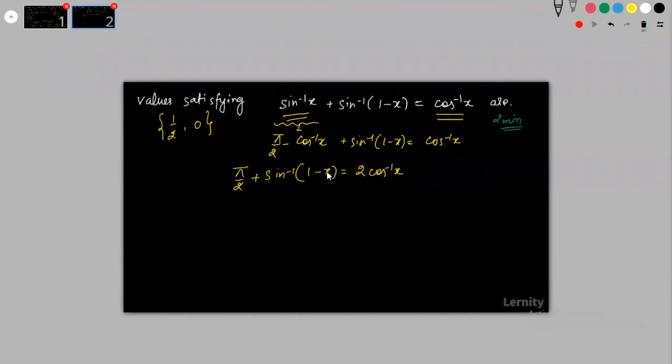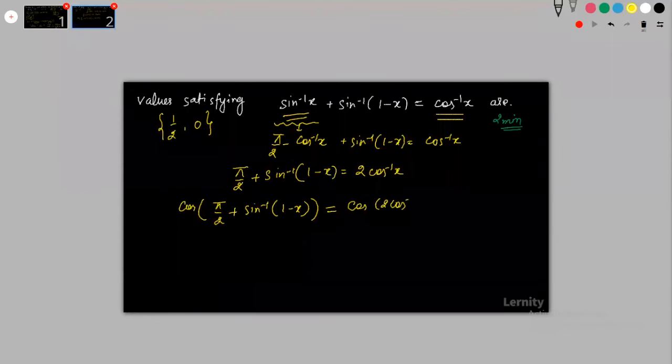2 into cos inverse of x, right? Now what I can do is take cos on both sides. So if I take cos theta on both sides, this will become cos of pi by 2 plus sine inverse of 1 minus x is equal to cos of 2 cos inverse of x. I've taken cos because this will become sine, so it will be easier for me, and on the right side I already have cos. So this thing is cos 2 theta, and this thing is cos of pi by 2 plus phi.